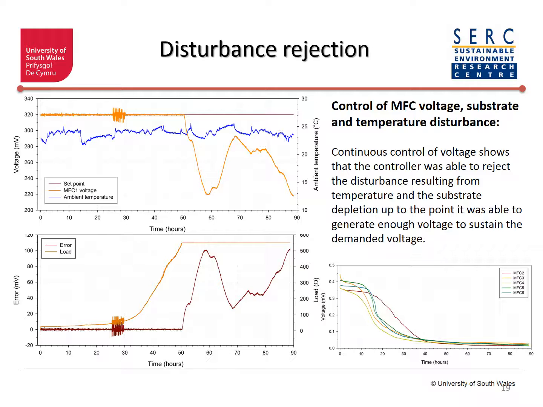But you can see on the top left graph, the controller was able to maintain the voltage up to 50 hours, by which there was not enough substrate to sustain the voltage, and also the resistance had maxed out, as you can see in the bottom graph below. So the depletion of substrate was compensated by increase in resistance to restrict the current flow in order to maintain the voltage level.